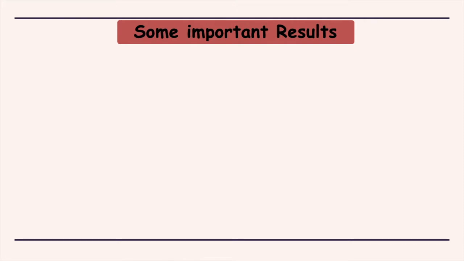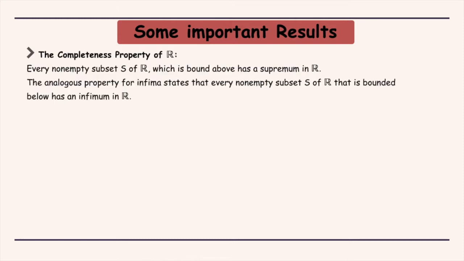Now next we are going to state some of the results which we are going to use in order to find supremum and infimum of certain sets. So the first result which we are going to discuss is the completeness property of R. The completeness property says that every non-empty subset S of R which is bounded above has a supremum in R. And the analogous property for infima states that every non-empty subset that is bounded below has an infimum in R.